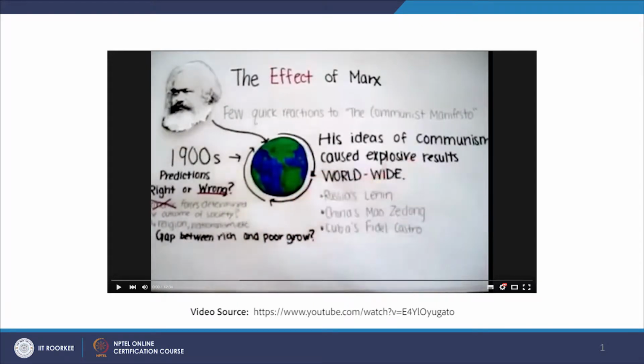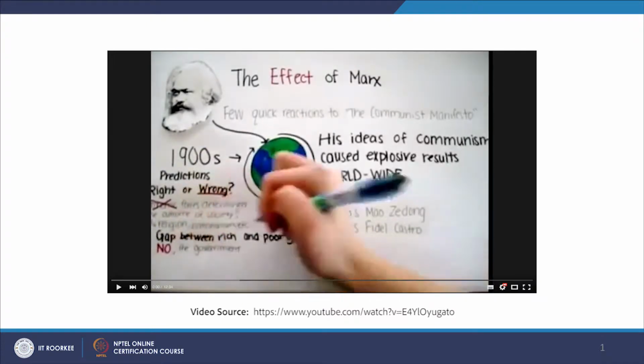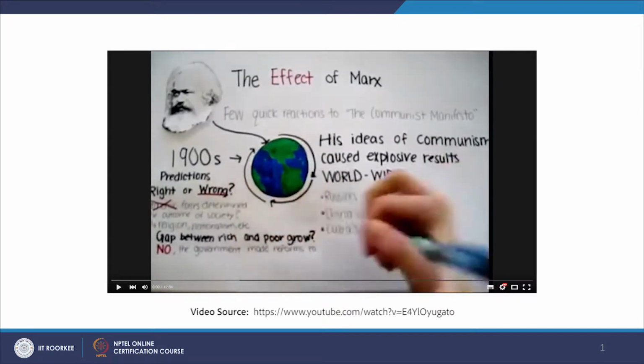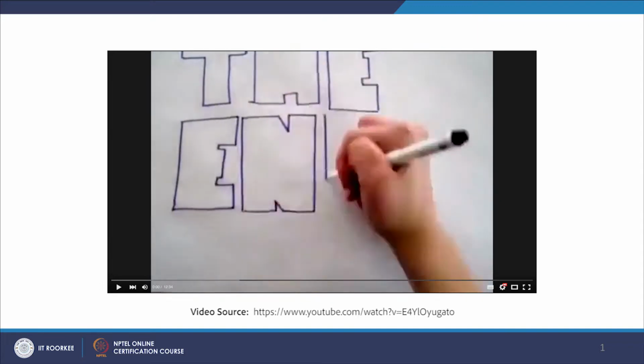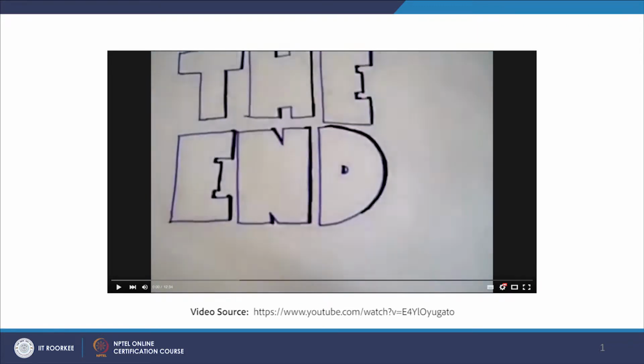Also, Marx thought that the gap between the rich and poor would grow immensely. The gap actually did not grow because the government had enforced many new reforms that would prevent this from happening. Although the ideas of these philosophers varied greatly, our society would not be what it is without them.